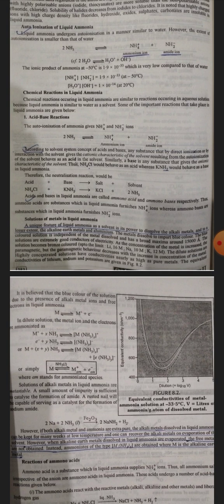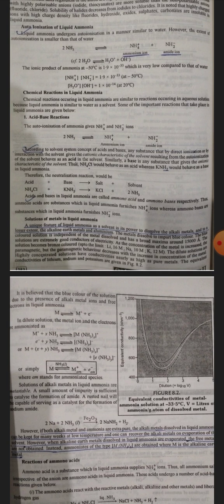Acid and base in liquid ammonia are called ammono acid and ammono base, respectively. Thus, ammono acids are substances which in liquid ammonia furnish NH4+ ions, whereas ammono bases are substances which in liquid ammonia furnish NH2- ions.